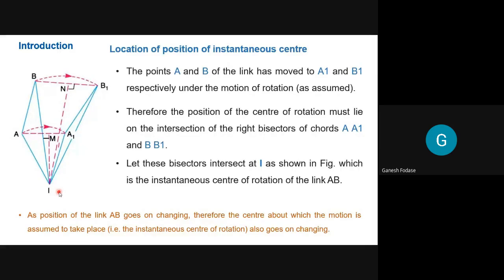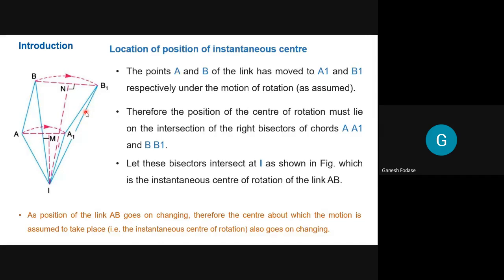Okay, see here. There is one body AB. It is moving from AB to A1 B1. That's what we consider, let's say a link. Now, when the body is moving from AB to A1 B1, I have to find the center of rotation. First, I assume that there is pure rotation of this link, even though there is not, just to make the analysis simple.